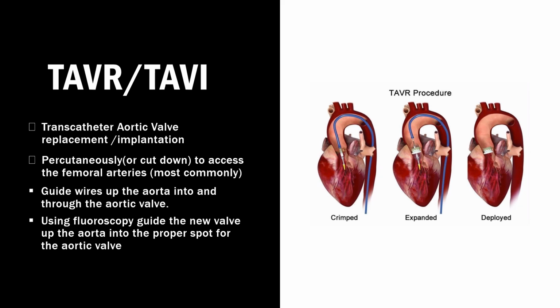On the screen, you can see the steps for a TAVR. It starts with a surgeon accessing the femoral artery. Then a guide wire is threaded up through the aorta, followed with fluoroscopy. Using the wire with a new aortic valve, it is placed in the proper spot. The valve is then expanded. Once everyone in the room agrees, the valve is deployed and the patient has a brand new aortic valve.